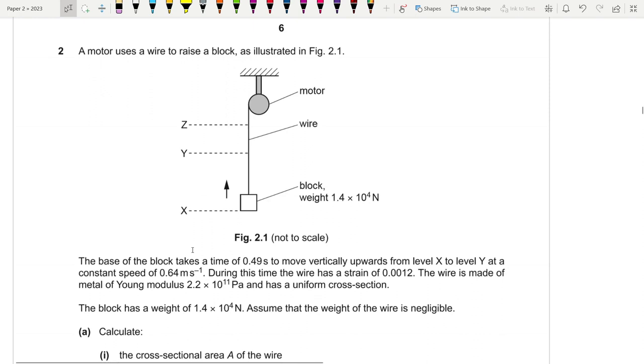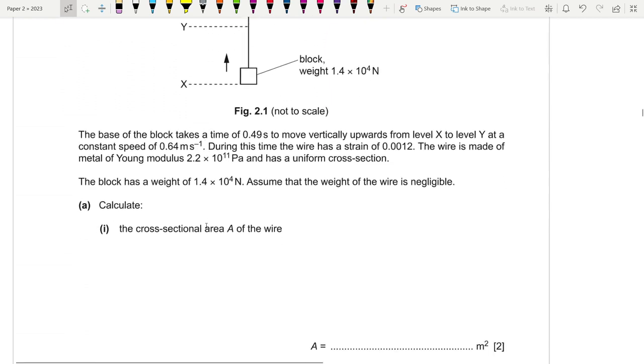A motor uses a wire to raise a block as illustrated in figure 2.1. The base of the block takes a time of 0.49 seconds to move vertically upwards from level x to y at a constant speed of 0.64. So there's no change in kinetic energy in the first part. During this time, the wire has a strain of 0.0012. The wire is made of metal of Young modulus 2.2 into 10 to the power 11 pascals and has a uniform cross section. The block has weight of 1.4 into 10 to the power 4 newtons. Assume that the weight of the wire is negligible. Calculate the cross section area.